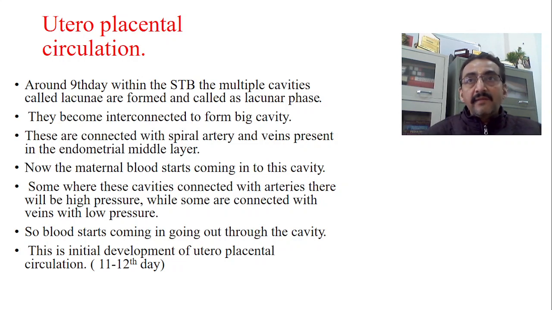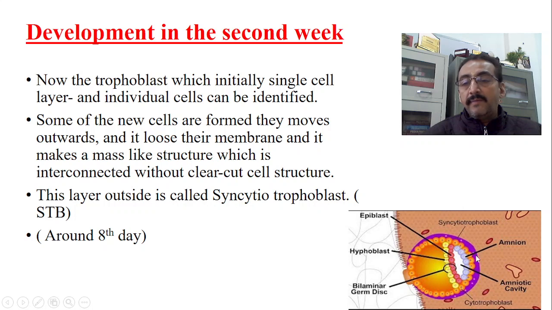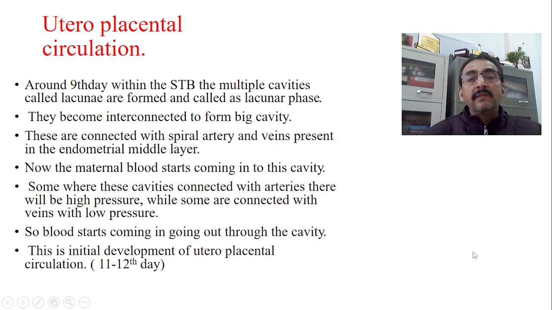Within the syncytiotrophoblast, multiple cavities are formed. Within this purple cell layer, the syncytiotrophoblast, the multiple cavities are called lacunar spaces, and they become interconnected to form a big cavity. Later these cavities interconnect with each other so that a big cavity is formed.